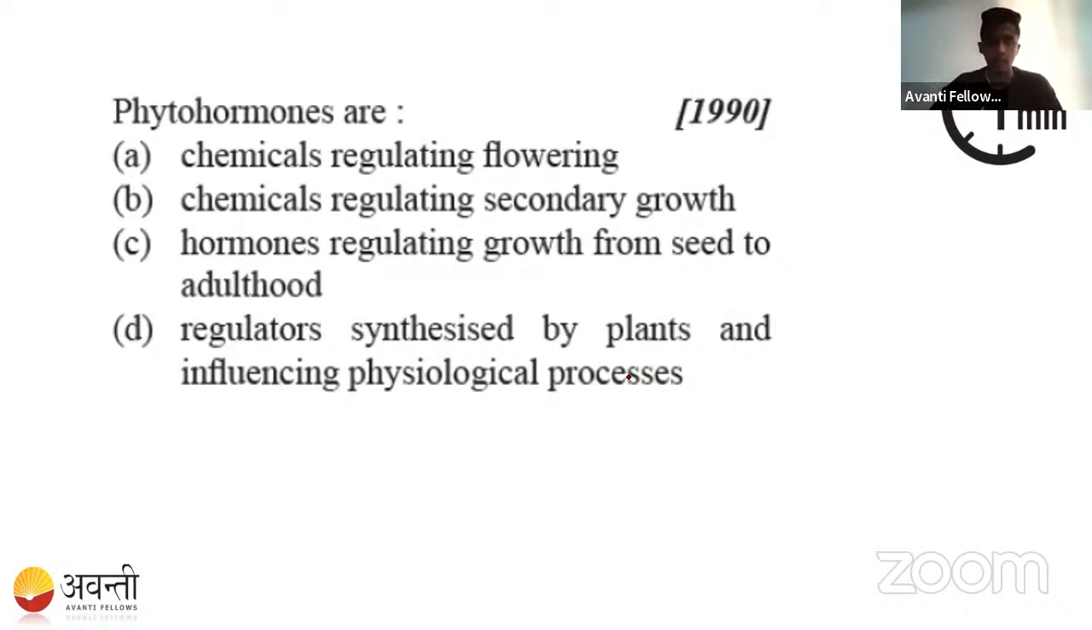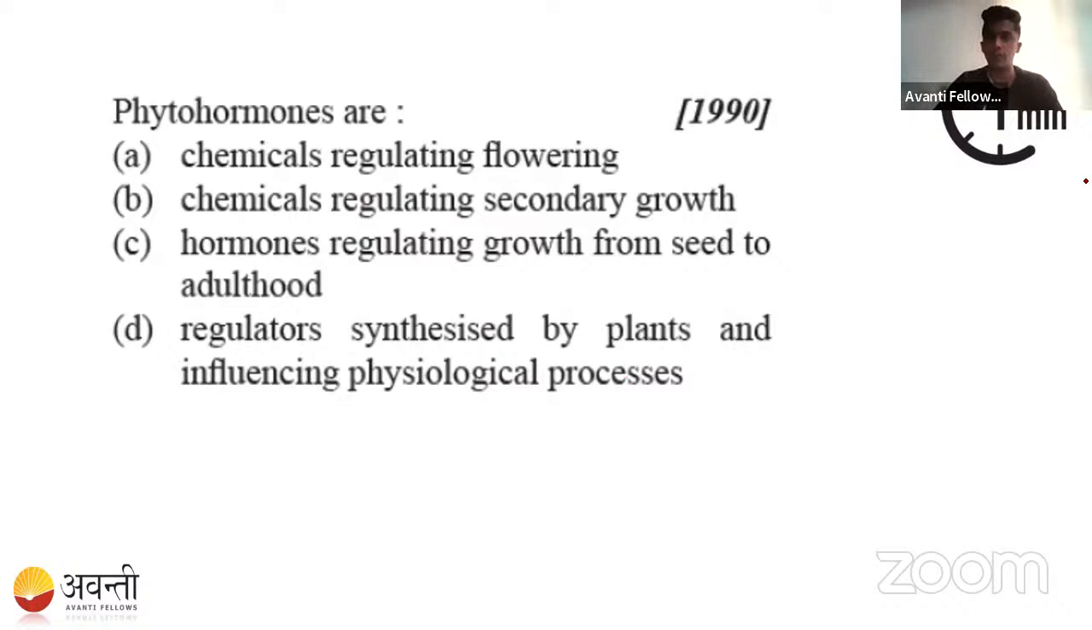Phytohormones are chemicals regulating flowering, chemicals regulating secondary growth, chemicals regulating growth from seed to adulthood, regulators synthesized by plants and which influence physiological process. So here is the question and options. Okay, students, I will end the poll now since the time is up. So let's see what is our answer.